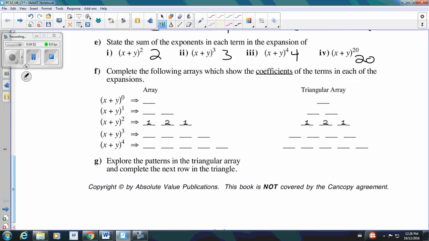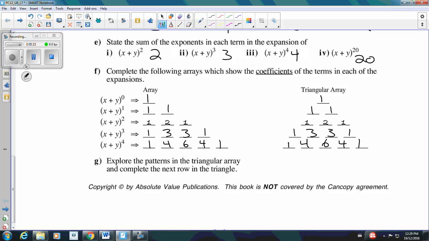So complete the following arrays which show the coefficients of the terms in each of the expansions. Now I'm just interested in the coefficients. So here I had 1, here I had x plus y, so my coefficients were 1 and 1. Keep going, I had 1, 2, 1, then 1, 3, 3, 1, then 1, 4, 6, 4, 1. If I wanted to make that into a triangle, I just center all the coefficients.